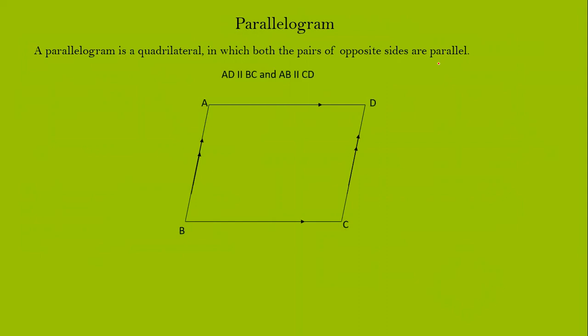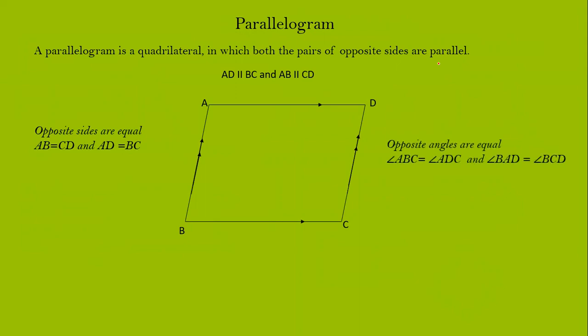Now AD is parallel to BC. Again AB is parallel to CD. Okay, so opposite sides are equal. That is AB is equal to CD and AD is equal to BC. Now opposite angles are also equal. So which ones are the angles? Angle ABC is equal to angle ADC, and angle BAD is equal to angle BCD. Okay, so this is again equal.